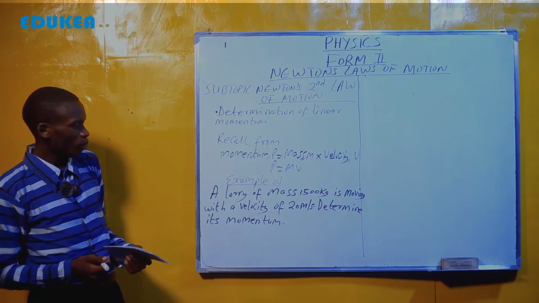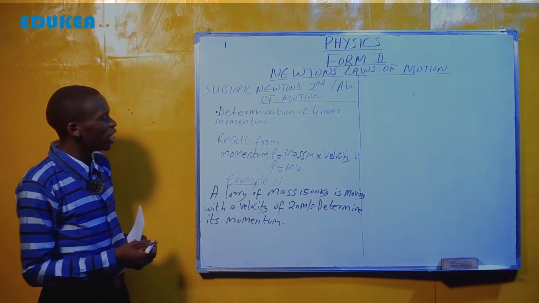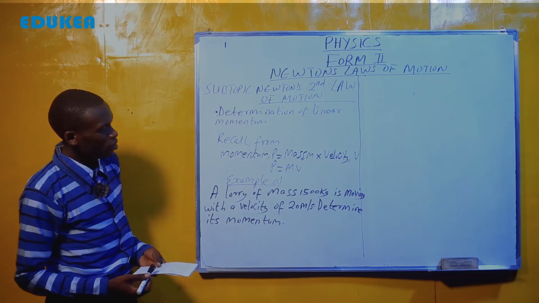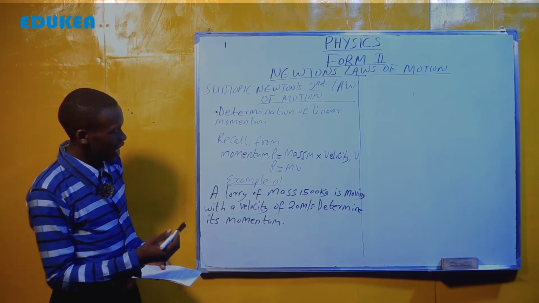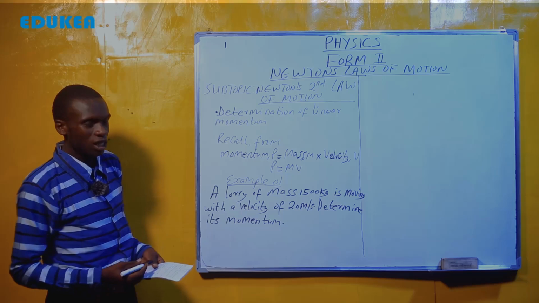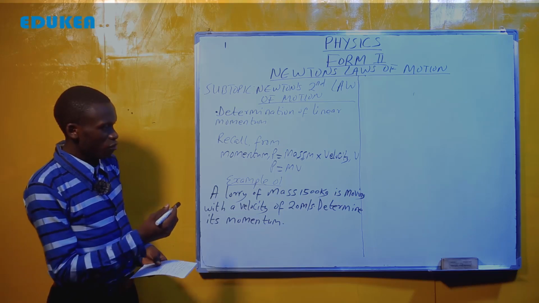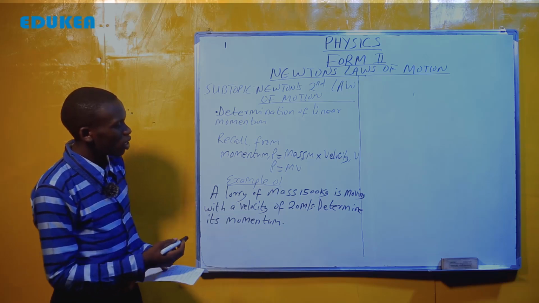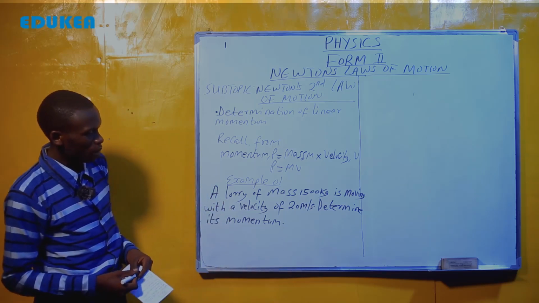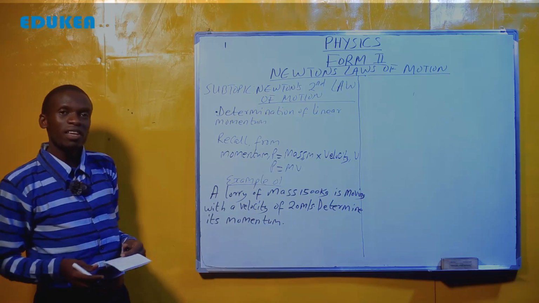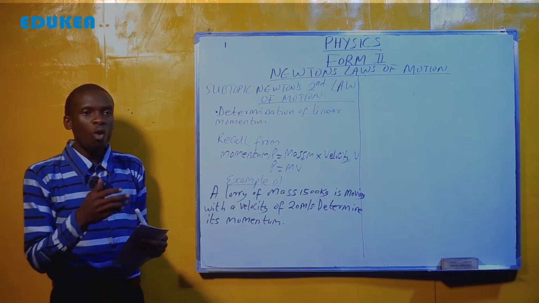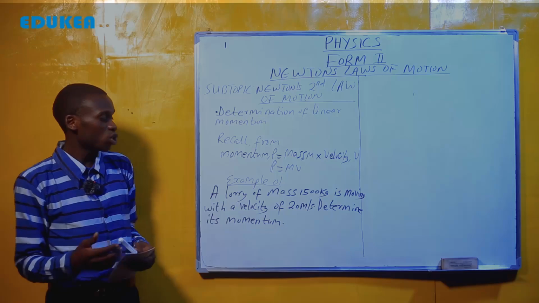Let us see an example. The first example states that a lorry of mass 1,500 kilograms is moving with a velocity of 20 meters per second. Determine its momentum. The first thing you have to do is note the data. After noting the data, you can know which thing is required, which thing you are given, and which thing you are not given.